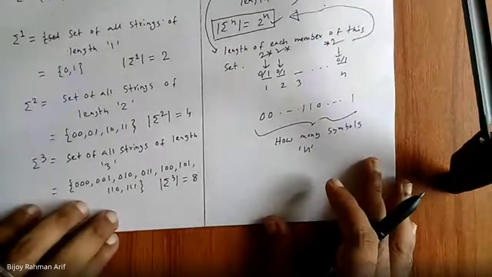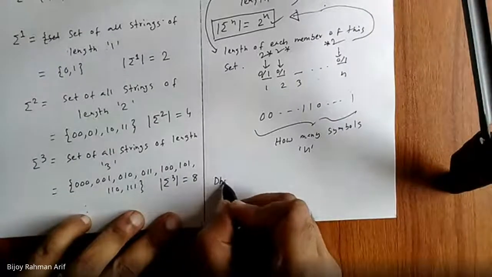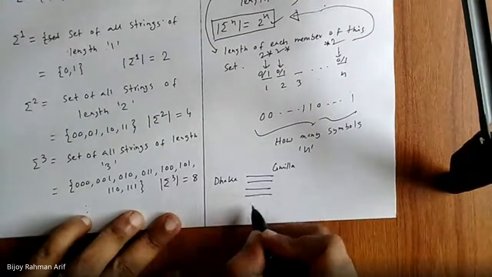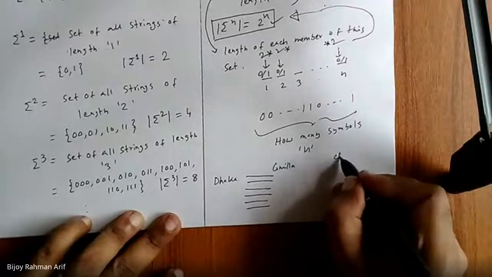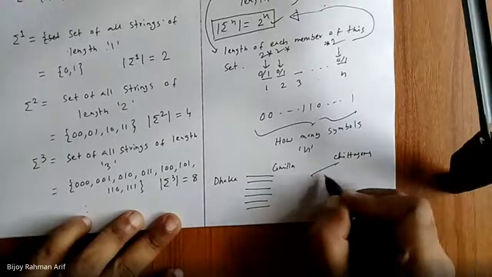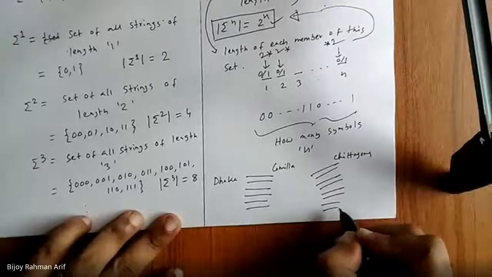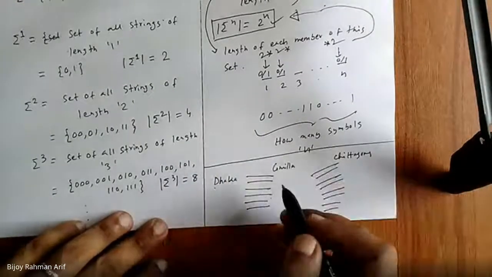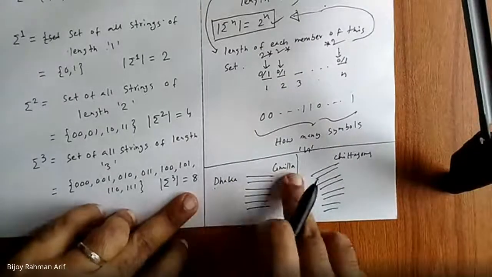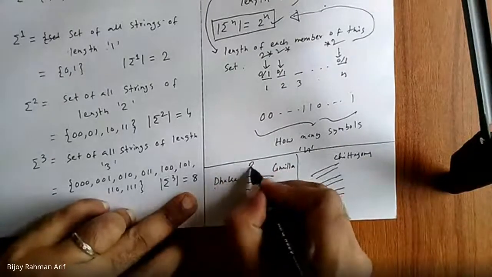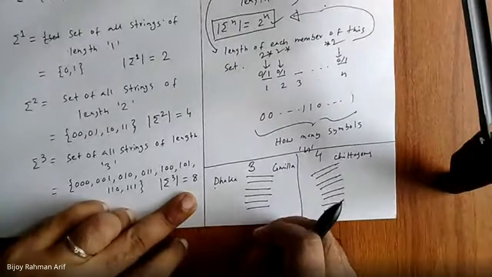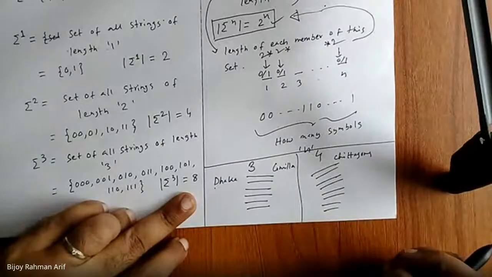Let's assume this way. I think you people should know this. From Dhaka to Comilla, you can go three ways. And Comilla to Chittagong, you can go four ways. So how many ways can you go from Dhaka to Chittagong via Comilla? It is a big task divided into two tasks: Dhaka to Comilla and Comilla to Chittagong. Dhaka to Comilla three ways, and Comilla to Chittagong four ways. So how many ways can you go from Dhaka to Chittagong via Comilla? So 12.